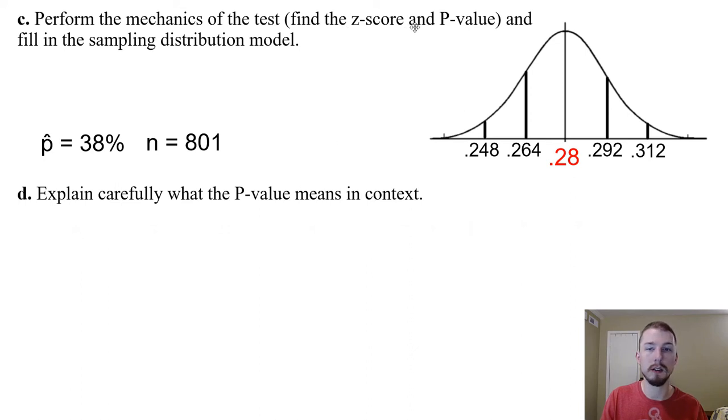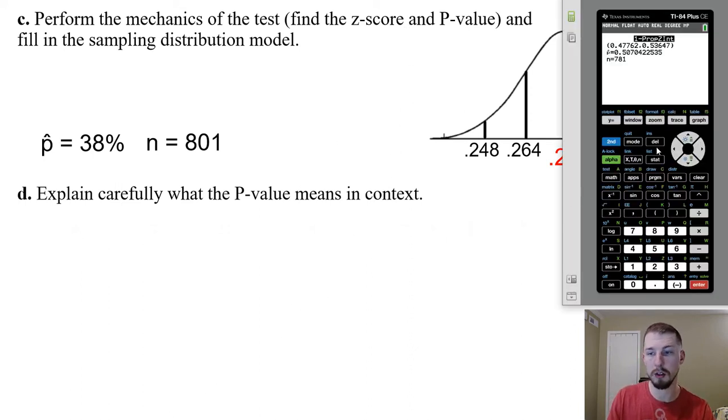Perform the mechanics of the test: find the z-score and the p-value. That's all going to be done in the calculator. So let's do it. Stat, arrow to the right to calculate. We're going to do a one-proportion z-test. It's just right there, the fifth option. Our null hypothesis proportion is going to be 28%. Our sample proportion, they told us, was 38% of 801. This was a rounded value, so we need to go to the nearest whole person, because you can't have a fraction of a person. And then the total that we had was 801. We want to know strictly if our proportion is greater than the national average. Then hit calculate.